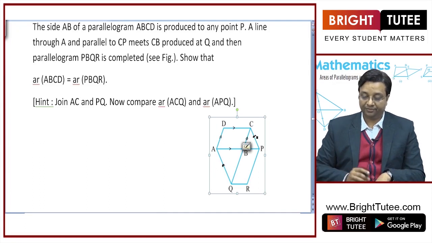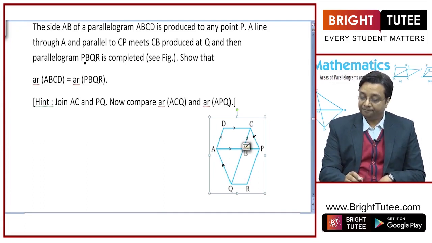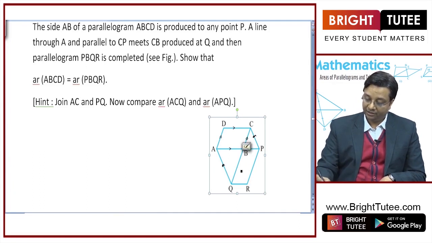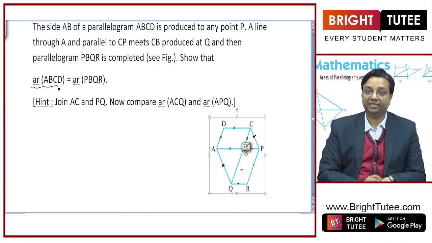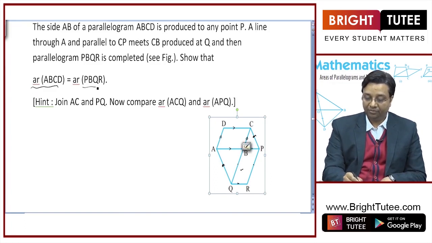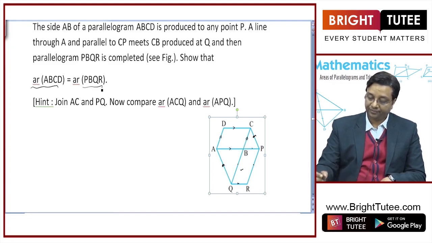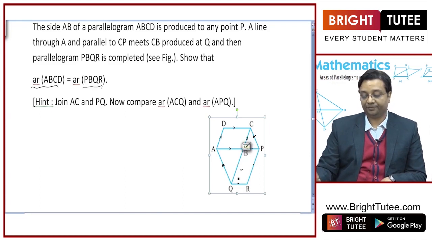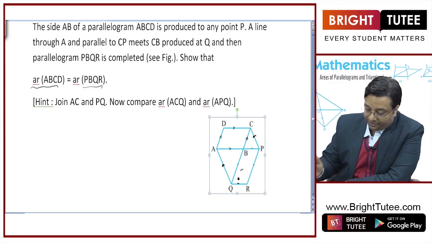These two lines are parallel, and then parallelogram PBQR is completed. This is a parallelogram PBQR, that means QR is parallel to PB and PR is parallel to PQ. Show that area of ABCD is equal to area of PBQR.